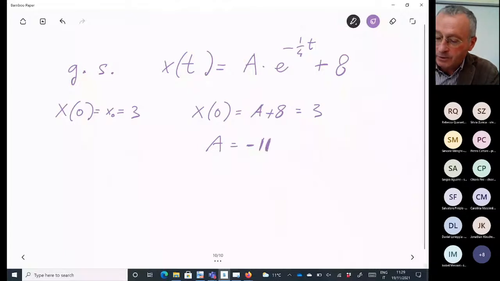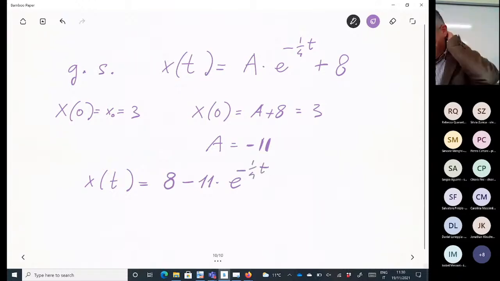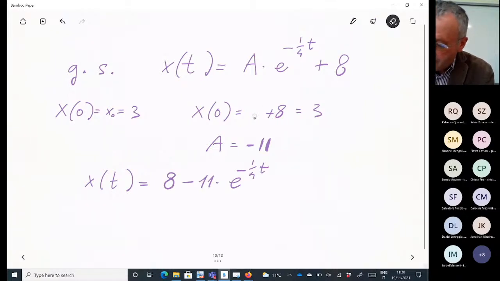So this means that our solution will be xt is equal to 8 plus, minus 11 times the exponential minus 1 over 4t, okay? No, that doesn't work. Look, I'm really tired. Please stop me when I start doing that. It is 5, of course. So a plus 8 is equal to 3, so a is equal to minus 5.